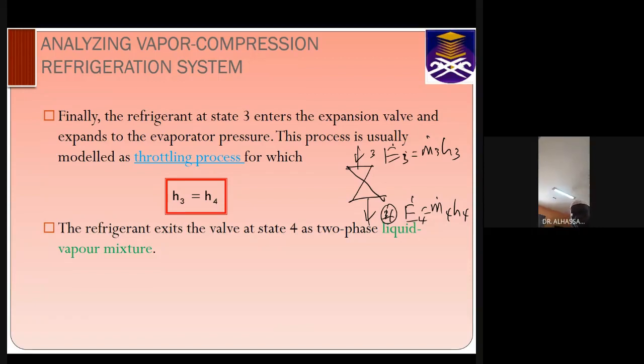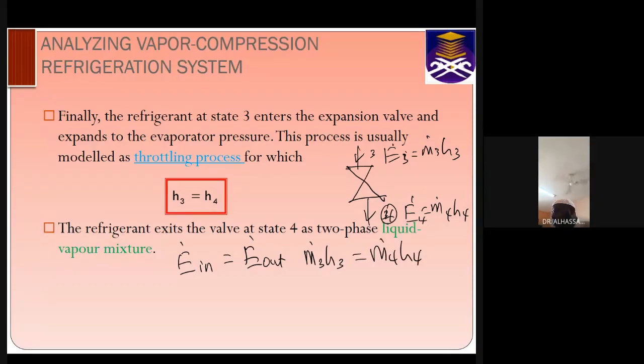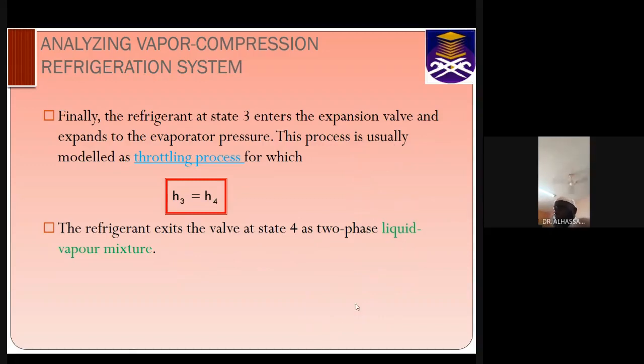So now, by virtue of this, we are going to write the energy balance for this. So the total amount of energy in should be equal to the total amount of energy outlet. So eventually we'll have M3H3 equals M4H4. Now M3 is the same as M4, so this and this will cancel out. So we have H3 equals H4. So all the time, whenever you have a throttle valve or expansion valve, the enthalpy between the two states should be the same.